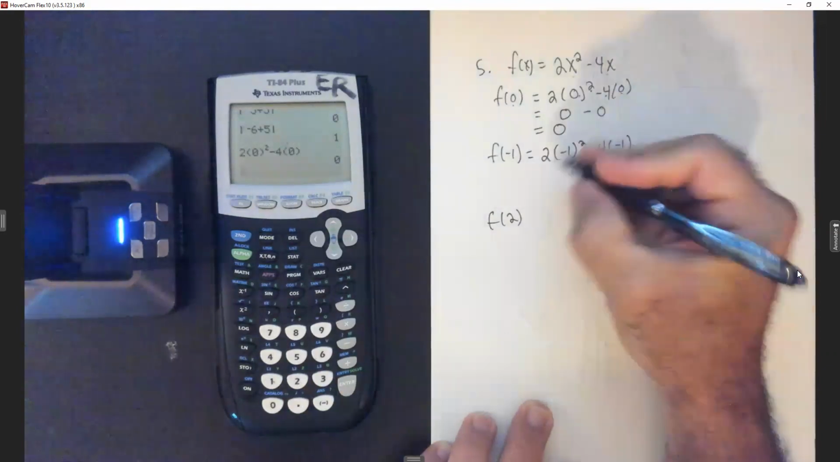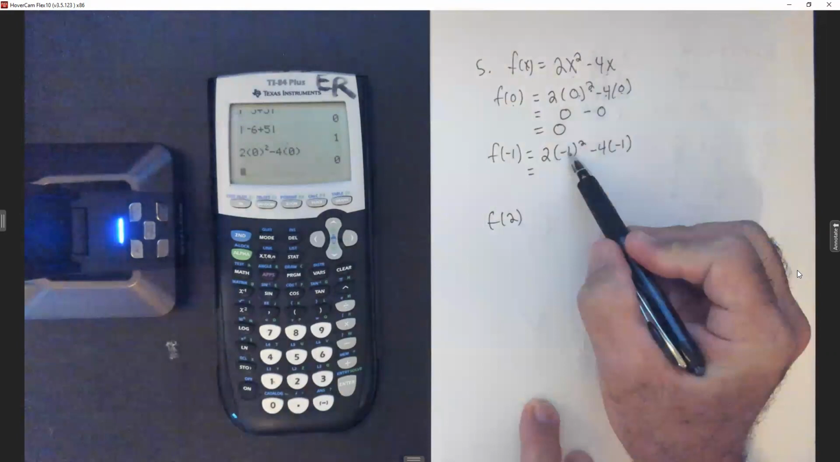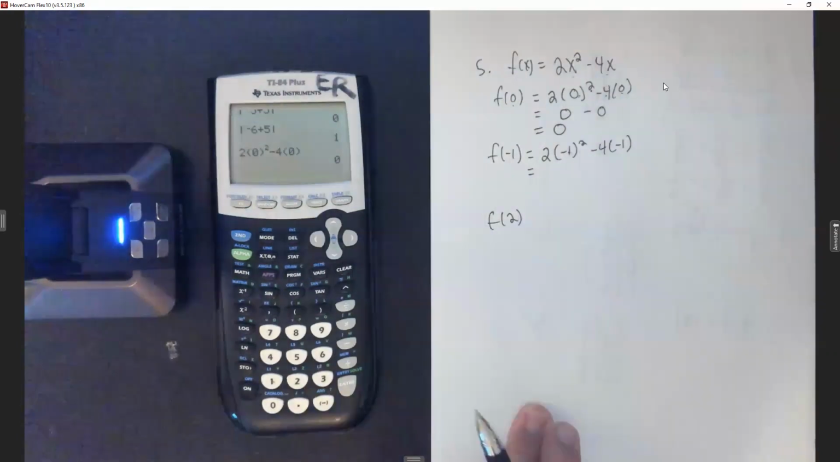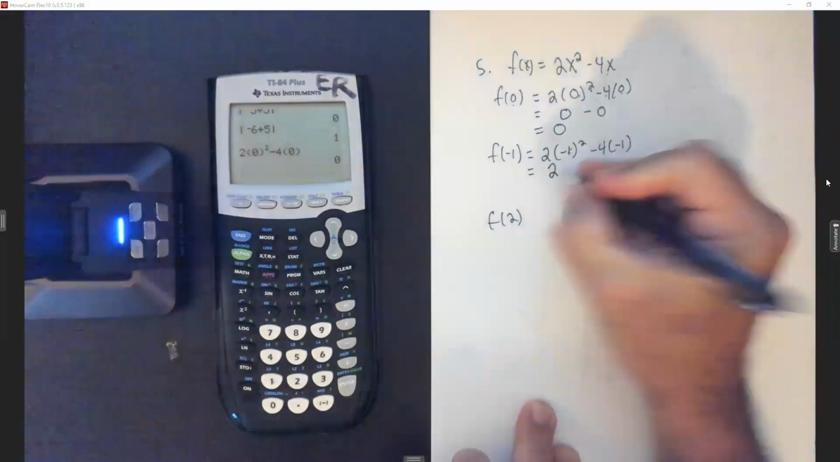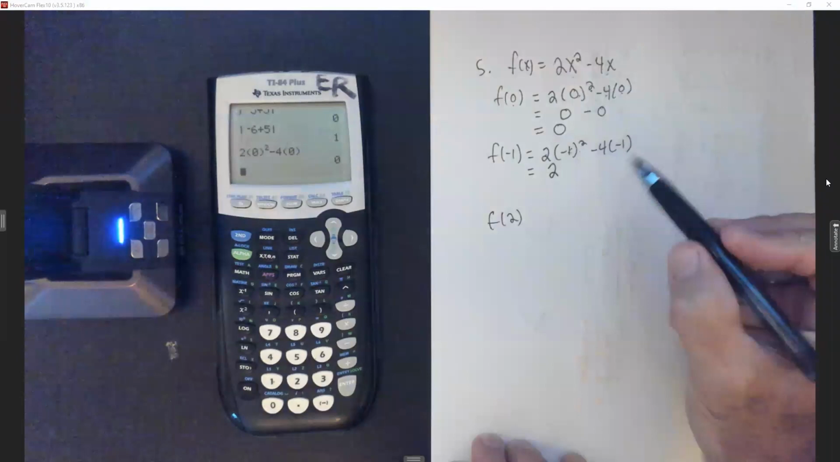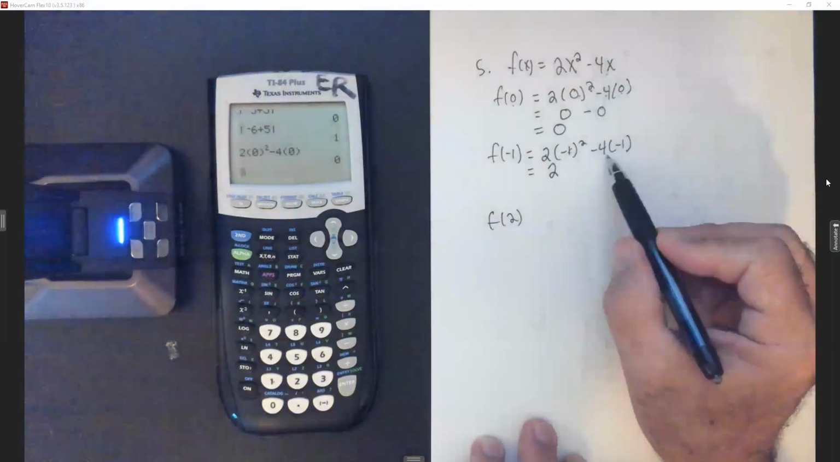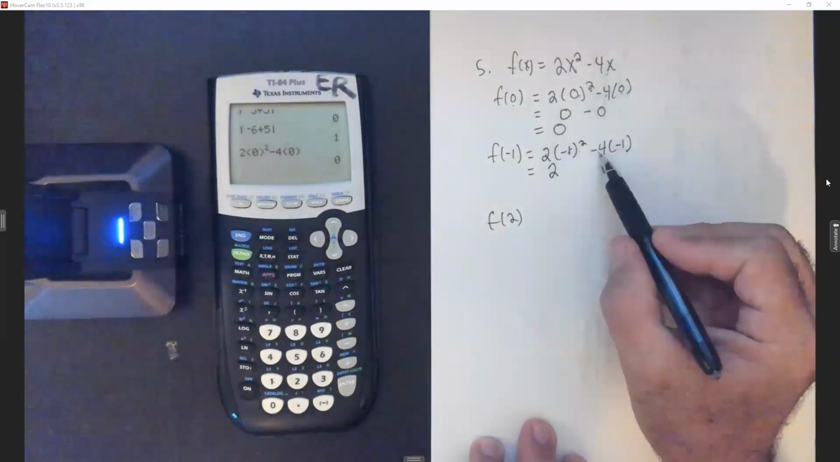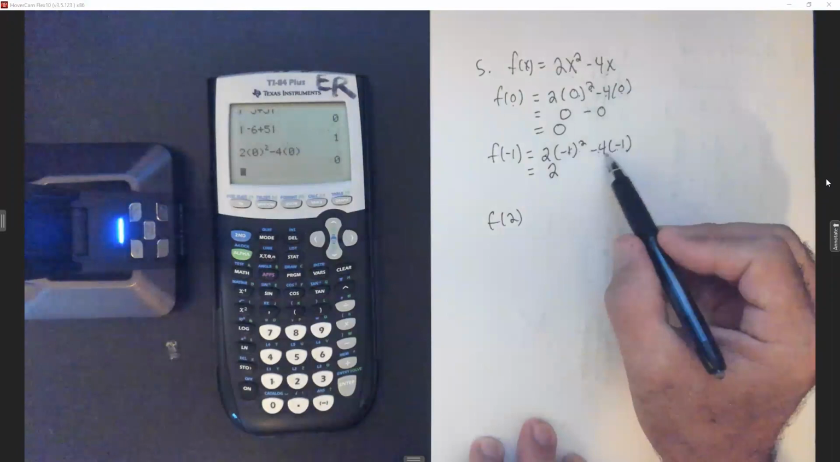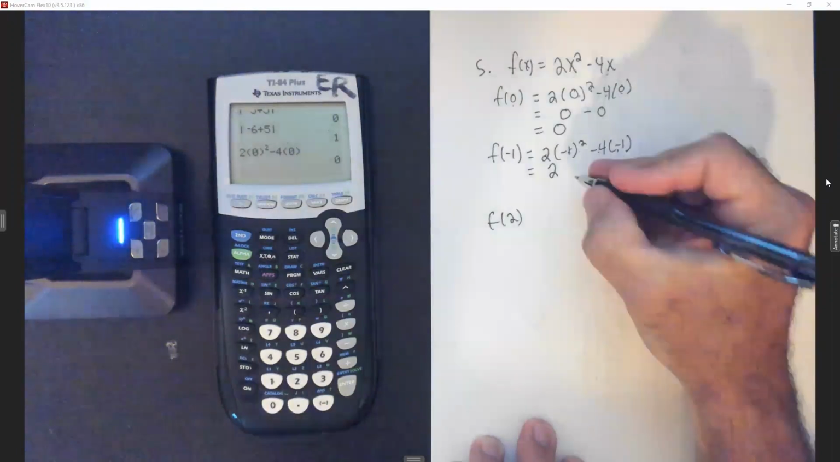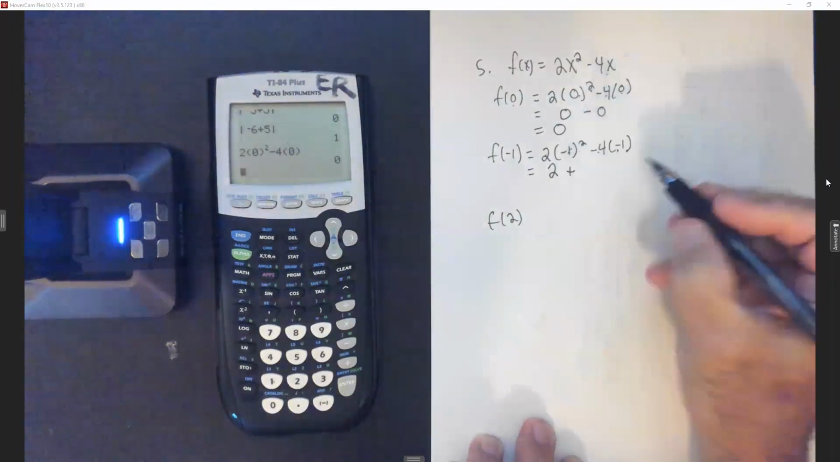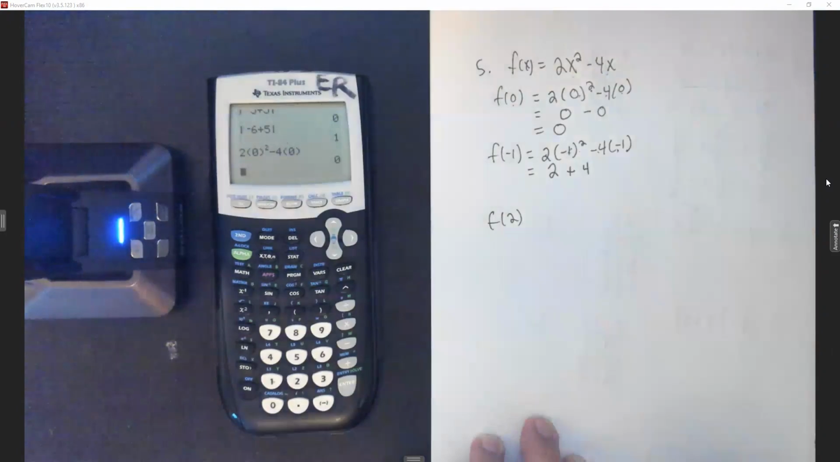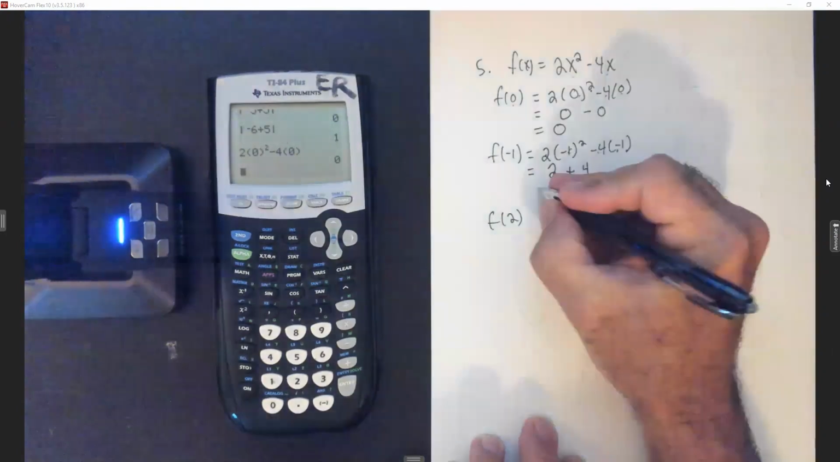So -1 squared would be -1 times -1, which is a +1, and 1 times 2 is 2. Now we're subtracting a 4 times a -1. So watch this. These are like signs. So when you subtract and multiply by a negative, that's going to make that a +4. And then y'all, 2 plus 4 will give us 6.